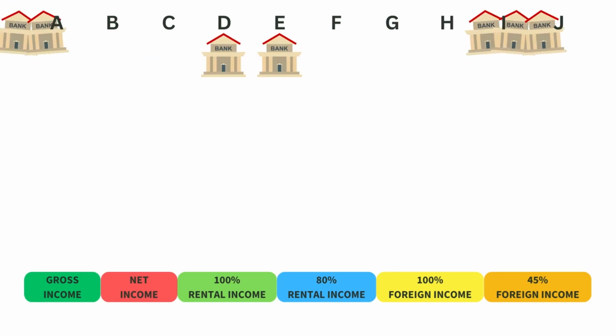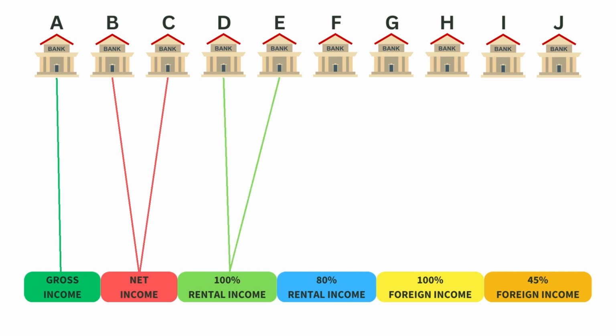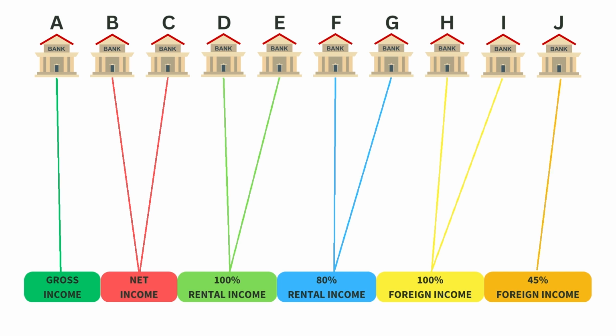So let us take a few examples here. Bank A may base their calculation on gross income, while Bank B and C base it on net income. Then Bank D and E may recognize 100% of a person's rental income, but Bank F and G only recognize 80% of the rental income. Then Bank H and I may consider 100% of a customer's foreign derived income, while Bank J may only recognize 45% of a customer's foreign income.